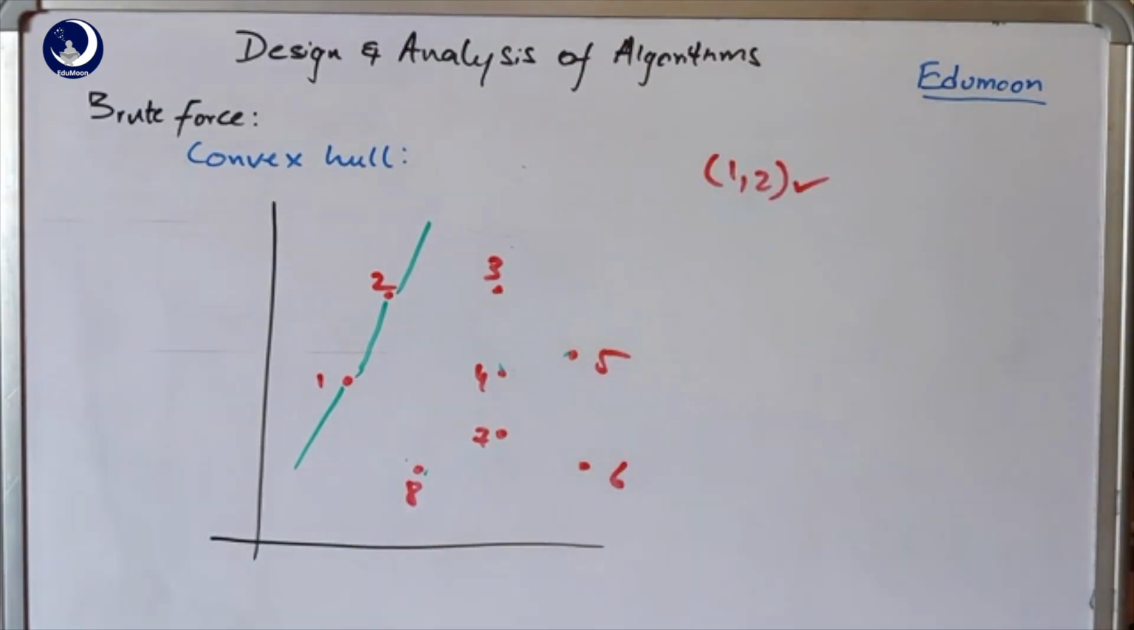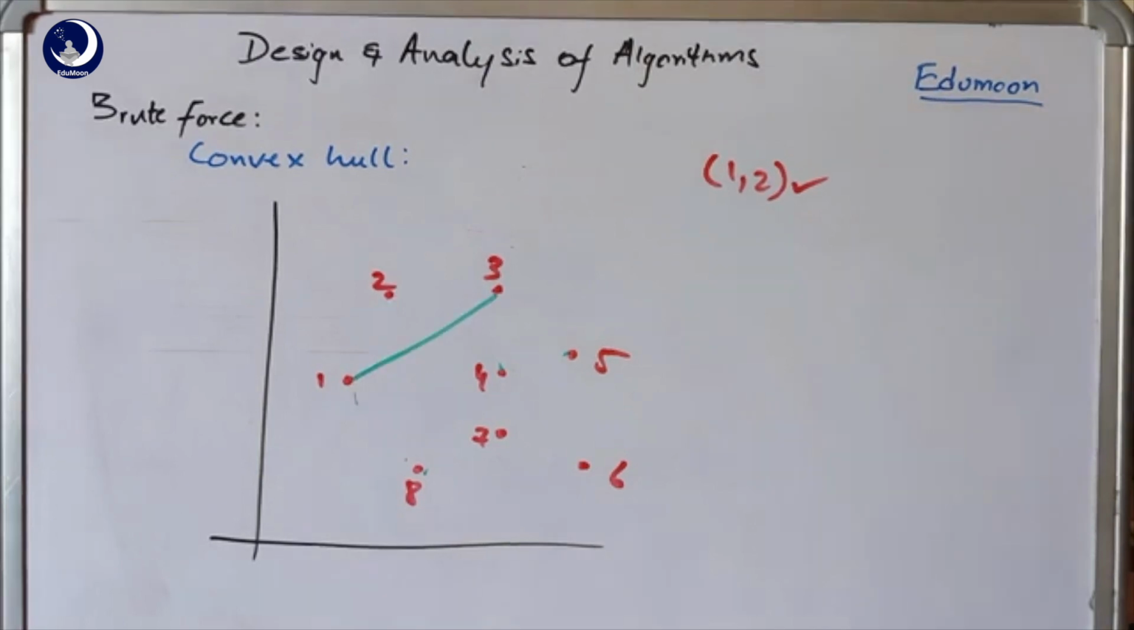So we can consider that 1, 2 is a line joining us in the convex shape. Then we consider the next pair of points, that is 1, 3, and this is the line joining 1, 3. If you extend that line 1, 3, of course you can see that the points 4, 5, 6, 7, 8 are on one side of the line and 2 is on the other side of the line. So the line joining 1, 3 cannot be considered as the convex shape. So that's why it cannot be considered for the convex hull problem.